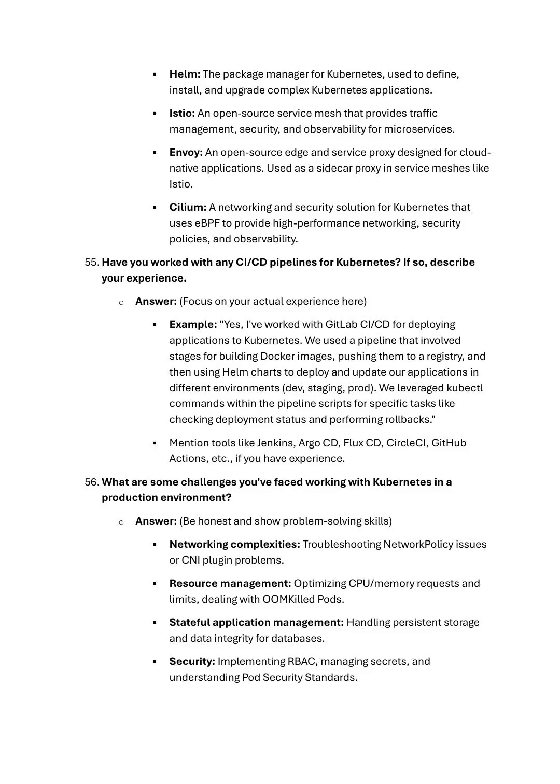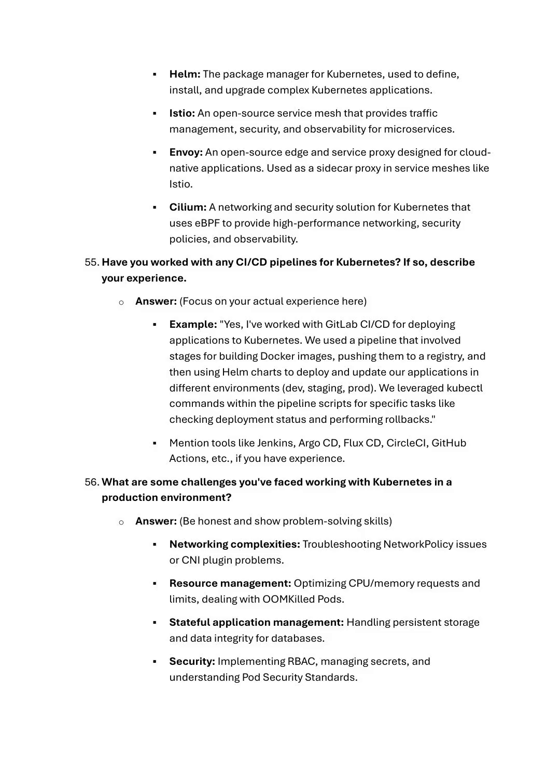We used a pipeline that involves stages for building Docker images, pushing them to a registry, and then using Helm charts to deploy and update our applications in different environments: dev, staging, prod. We leveraged kubectl commands within the pipeline scripts for specific tasks like checking deployment status and performing rollbacks. Mention tools like Jenkins, Argo CD, Flux CD, CircleCI, GitHub Actions, etc., if you have experience.